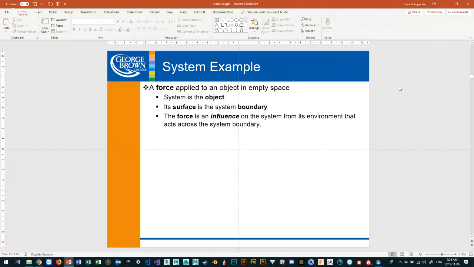The force is an influence on the system from its environment that acts across the system boundary, right? So some kind of influence on the system. We're influencing the system, whatever it is, the container that holds all the objects that are in the system. We're influencing it by some kind of energy. All right, that's what we're doing.